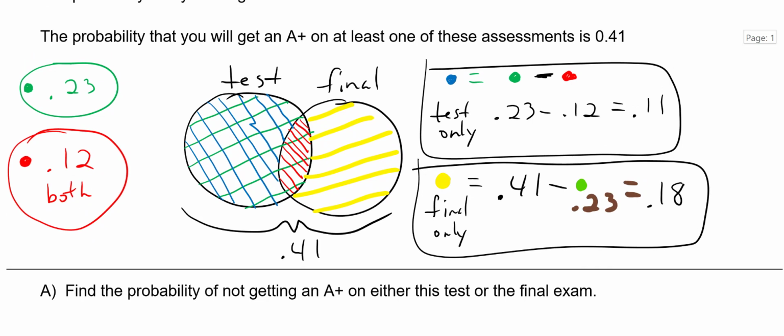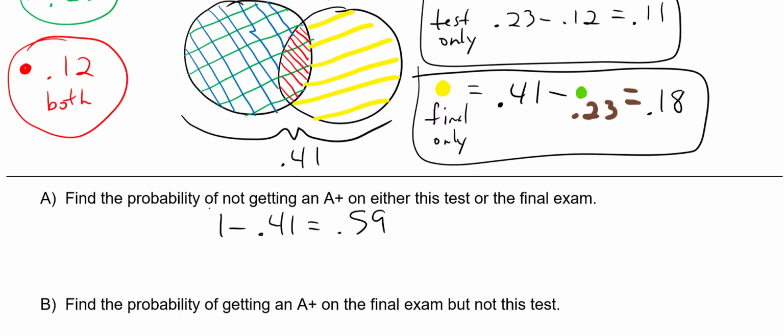Find the probability of not getting an A+ on either this test or the final. All right, so if I don't want to get an A+ on anything, do you guys agree that's just 1 minus 0.41? Because 1 is certain probability, but 1 minus, and to get anything, either the test, the final, or both, is 0.41. So this is going to be 1 minus 0.41, which is 0.59. Okay, so you'll have to know how to answer those type of questions, almost pretty much exactly the way they are here. Okay, so let's move to the next one.